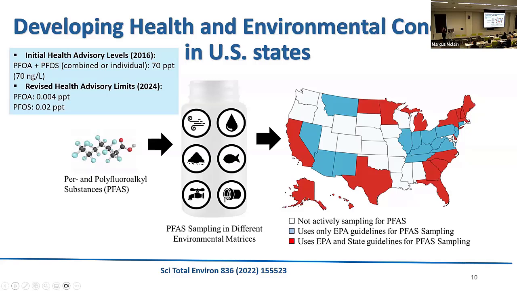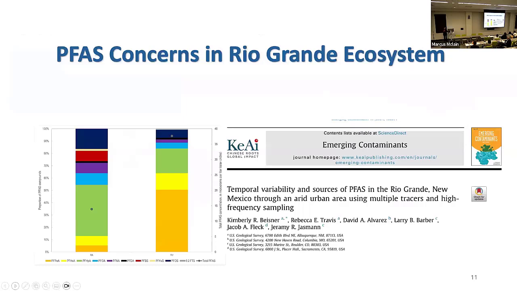As you can see, the map of the United States in three different colors shows PFAS sampling. White shows not actively used PFAS sampling, but the blue one used the EPA guidelines for PFAS sampling, but the red one has an intense regulation, using both EPA and state guidelines for PFAS sampling.